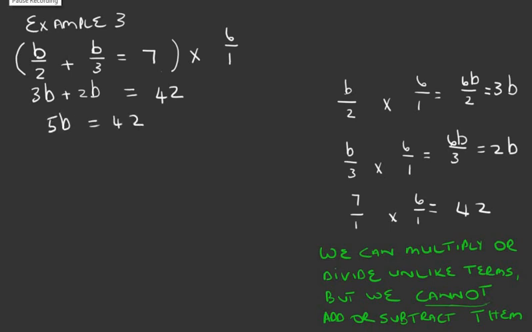So let's get back to our example. We have 3b plus 2b is equal to 42, and that leaves us with 5b is equal to 42. What do we need to do now? We need to solve for b. So we divide by 5 on both sides, and 5 goes into 42 8 times, and we are left with 2 over 5.